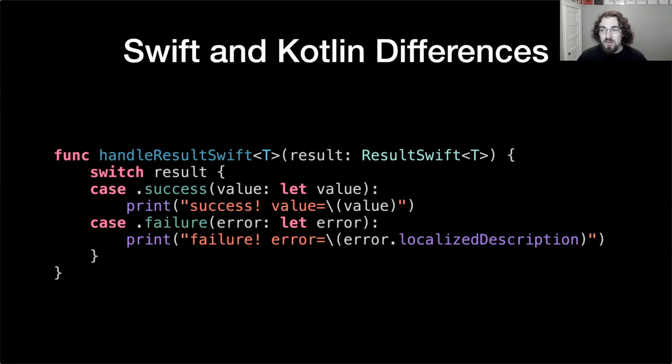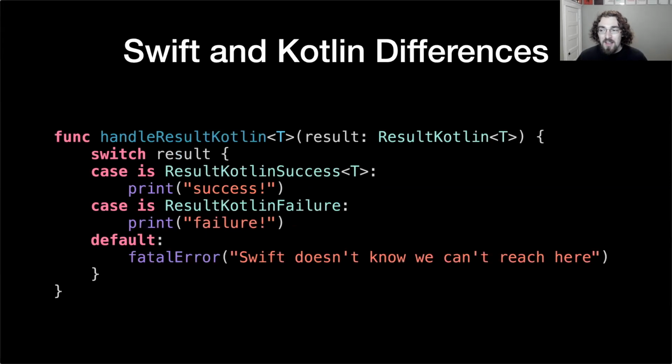But if you try to do this same handle result method from the Kotlin one, you're forced to add this extra default branch because Swift doesn't know that this is exhausted, even though Kotlin does. And you also don't get the clean syntax for pulling the value out of it. I don't show it on the slide, but you'd have to cast your result to the success or failure.